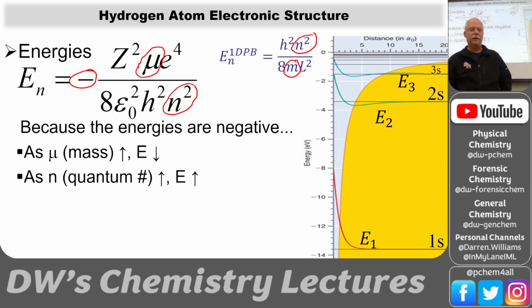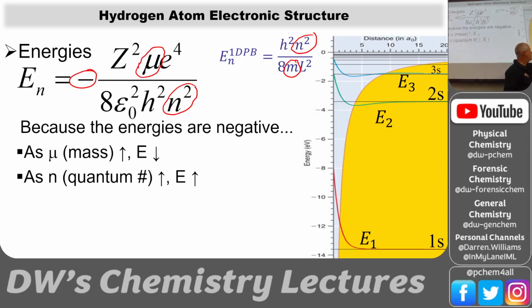And then as the quantum number goes up, this value gets smaller, but it's negative. So it gets less negative. So the energy is going up. That's the same thing we saw with the particle in a box. As quantum number went up, the energy went up. Here it becomes less negative, so it's still going up. So we see the quantum number here.